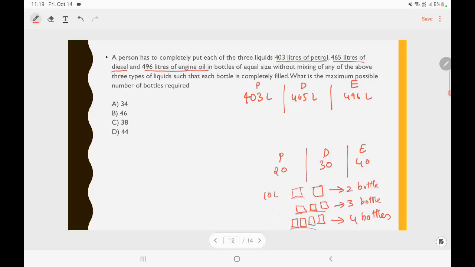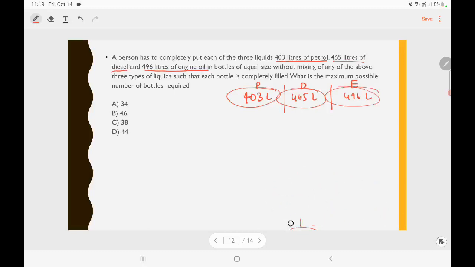So I have actually given you a simpler example to understand how you need to do it. Here, the capacity 10 liter that we assumed for our bottle is the highest common factor of 20, 30 and 40. So if you take the highest common factor of 403, 465 and 496, you will get the capacity of the bottle. So let's find out the highest common factor of 403, 465 and 496.